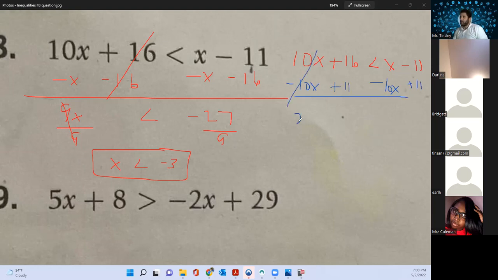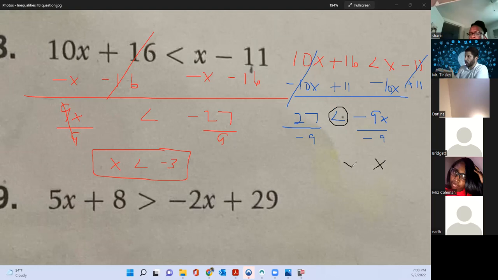So in this case, I'm going to have 27 is less than minus 11x, or I'm sorry, minus 9x, and my 11's canceled, right? So remember what I told you. If you divide by a negative to get the x by itself, I'm going to divide by a negative. Let me explain this to you again. If I multiply or divide by a negative when I'm trying to get the variable by itself, you got to switch the inequality. So this becomes x greater than, and this becomes negative 3.